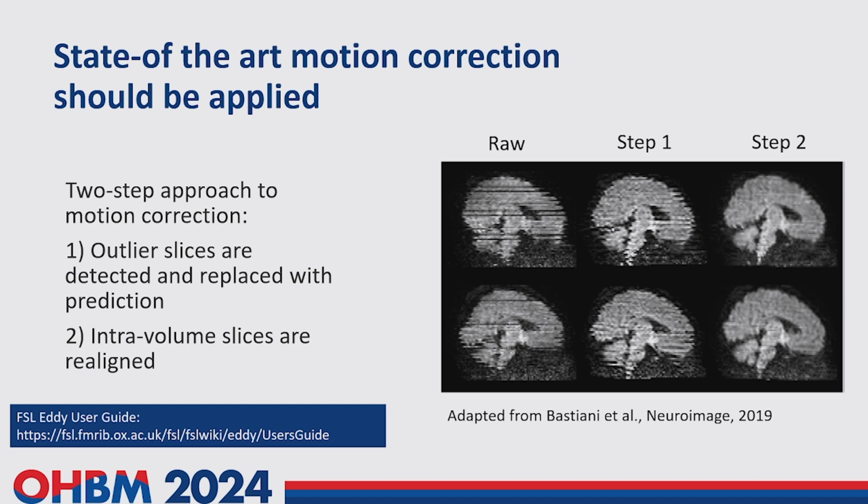And this is because motion will lead to signal dropout in the diffusion image. And in order to get rid of that, EDDY will remove slices that have very low signal. In the next step, it will then check if slices within one volume are aligned to each other and try to realign them using a process similar to rigid body alignment.